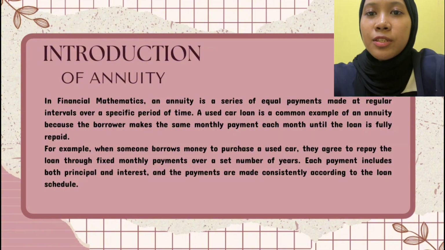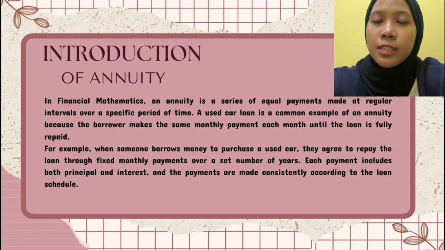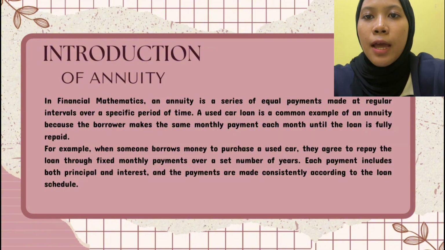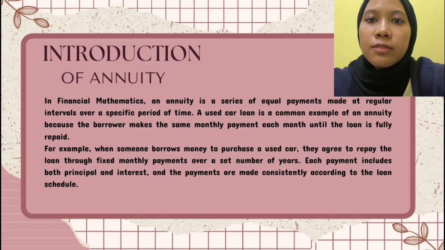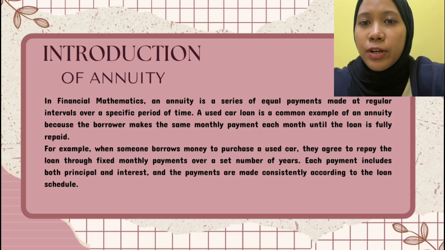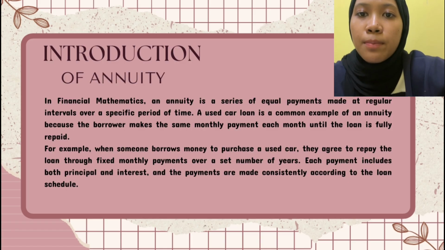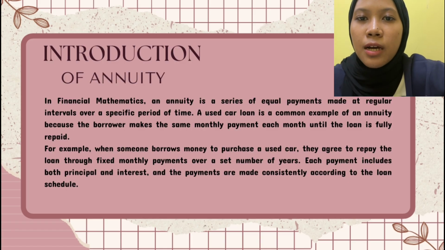In financial mathematics, an annuity is a series of equal payments made at regular intervals over a specific period of time. A used car loan is a common example of an annuity because the borrower makes the same monthly payment each month until the loan is fully repaid.